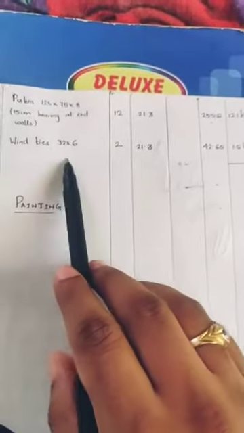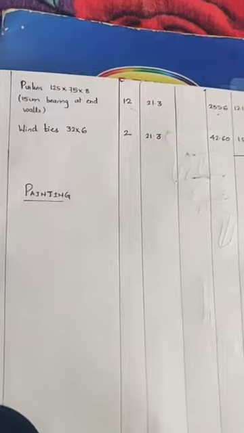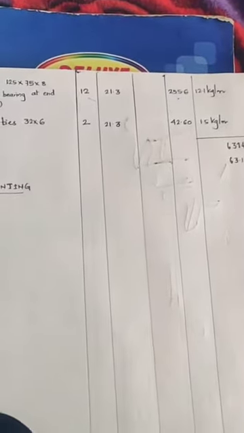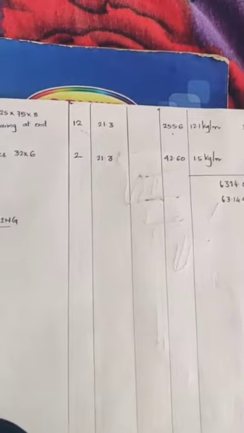Then wind ties, I said, these are required to provide additional stiffness to the GI sheet. So there are 2 in numbers, one side of the section, other side of the section. They are also running full length. Length being the same as that of the purlin, 21.3. So you'll get the total weight of the truss, which is 6314 kgs.